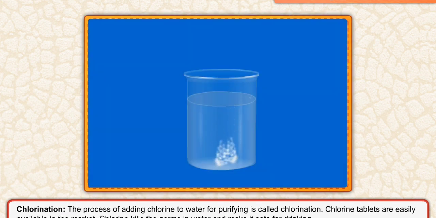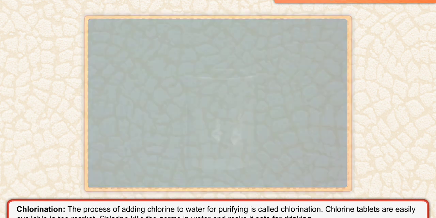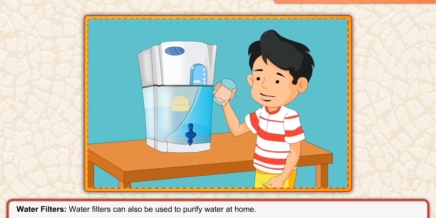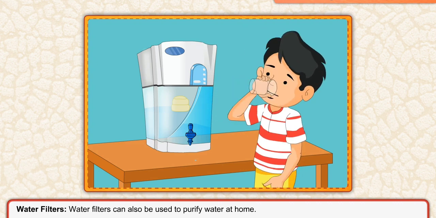Chlorination. The process of adding chlorine to water for purifying is called chlorination. Chlorine tablets are easily available in the market. Chlorine kills the germs in water and makes it safe for drinking. Water filter. Water filters can also be used to purify water at home.